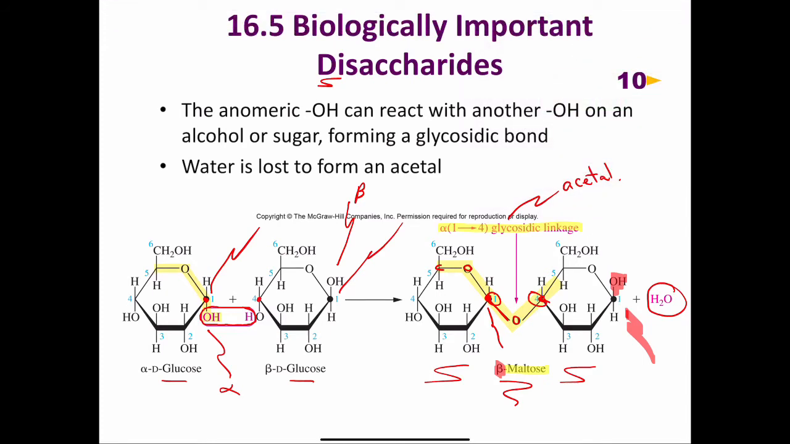So there's our maltose molecule, and there's our glycosidic linkage. What do you have to know from this slide? That I take two molecules of glucose and combine them to make maltose. The linkage in maltose is an alpha 1,4 glycosidic bond. And there we go. Let's take a look at what else.